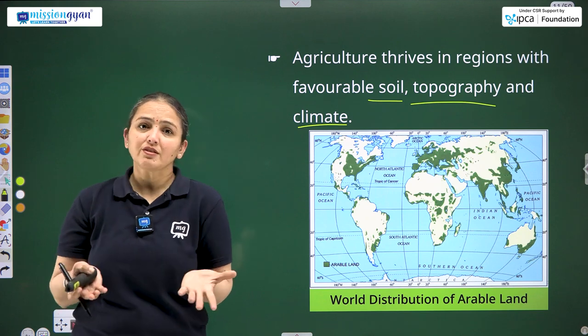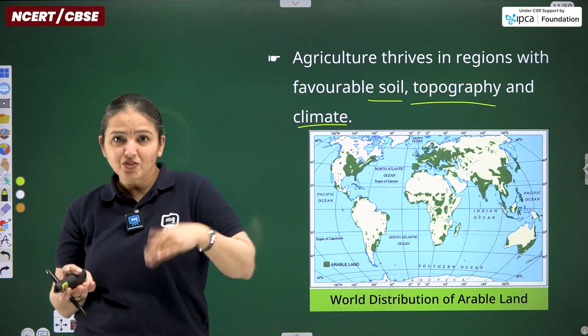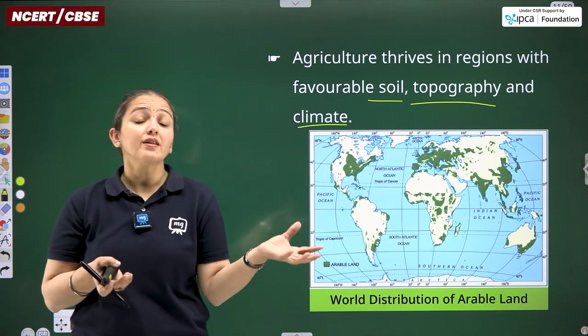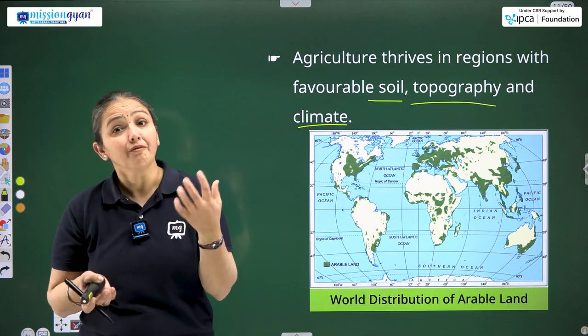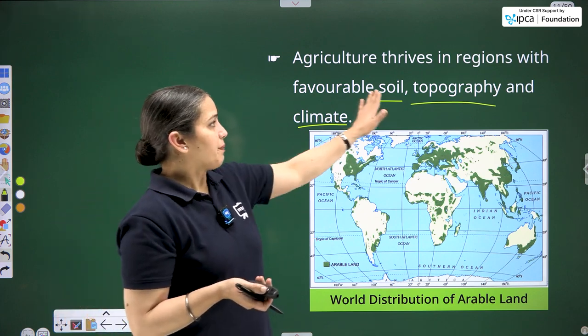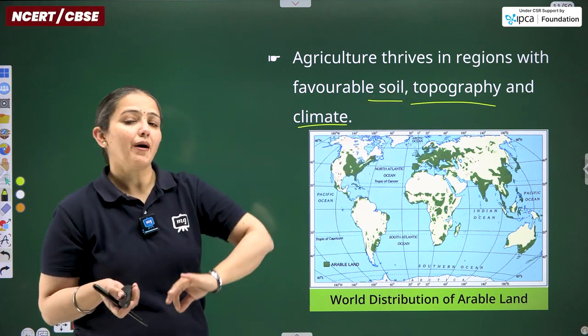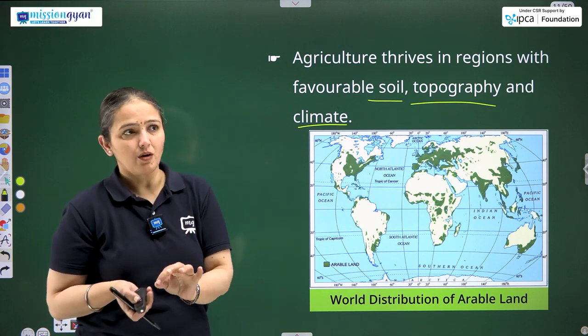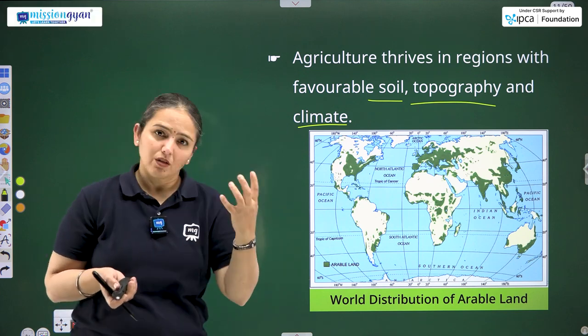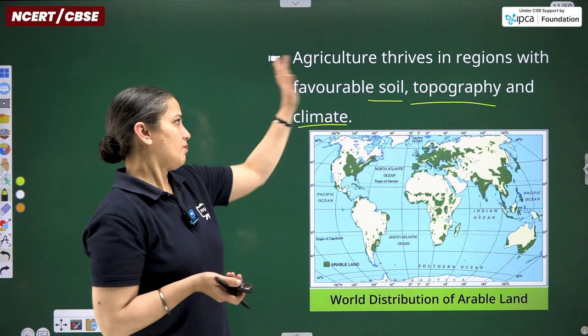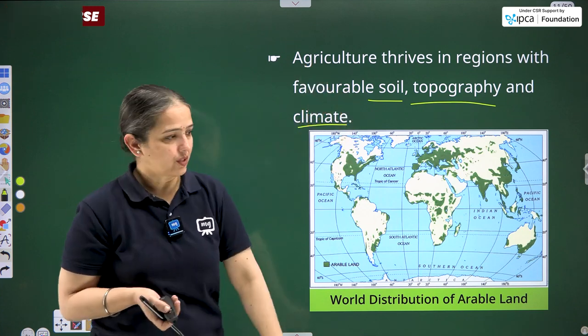Because of the photosynthesis process, sun is required, temperature is required, and rainfall is required in terms of getting water, fresh water. So these are the basic features that are required by any region in a suitable count or suitable quantity for the practice of agriculture.